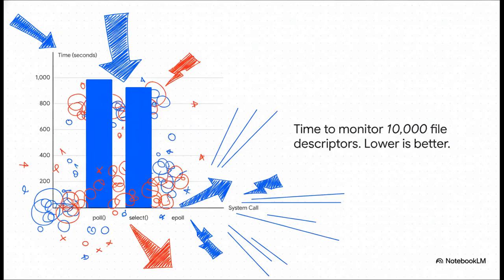And just look at this chart. This tells you everything you need to know. To monitor 10,000 connections, both select and poll took over 15 minutes. 15 minutes of just checking. But epoll did the same thing in less than a second. It's not even in the same league.